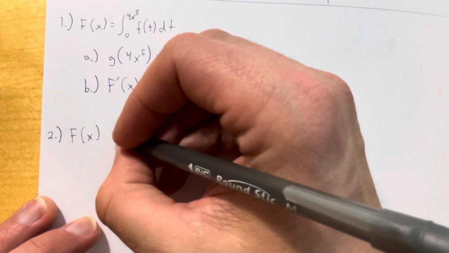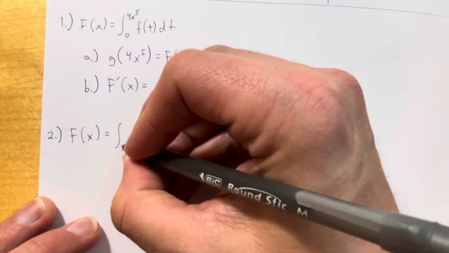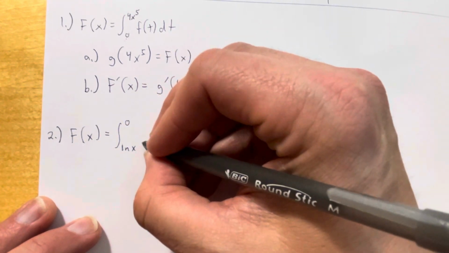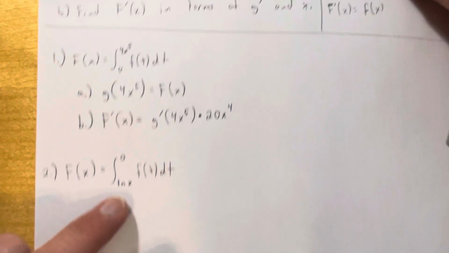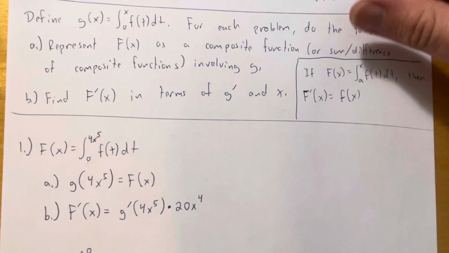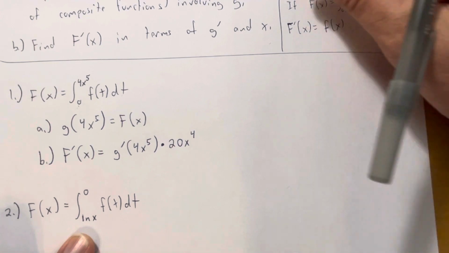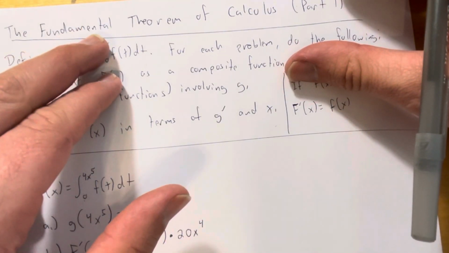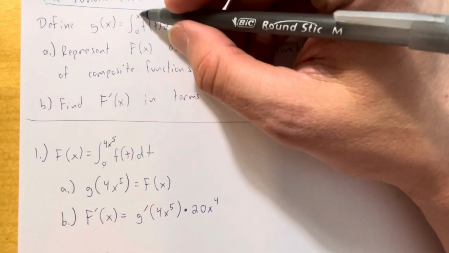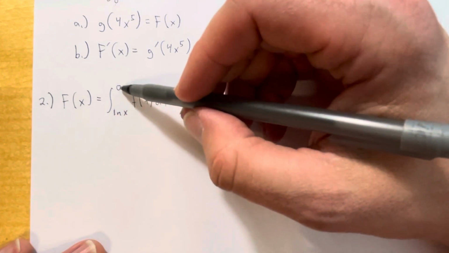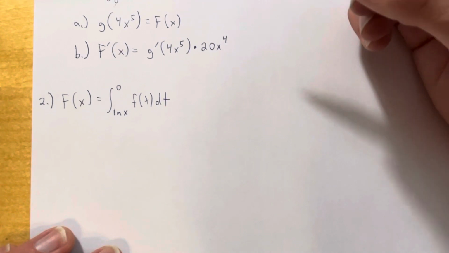So what if I defined f of x to be equal to this? The integral from the natural log of x to 0 of f of t dt. Okay, once again, compare this to g of t, or g of x. So not only am I using a function of x as one of my limits of integration instead of just an x, but the limits of integration are also in the wrong places. So here I should have 0 as my lower limit and then x as my upper limit, whereas here 0 is my upper limit and the natural log function is showing up in my lower limit.